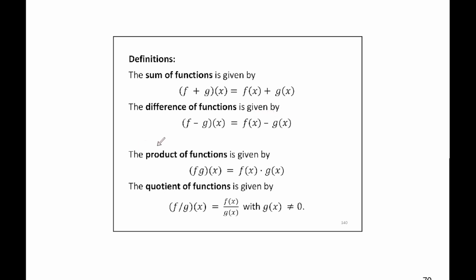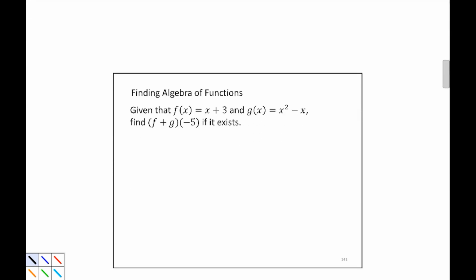Third, the product of functions is given by f times g of x. Most of the time we just use implied multiplication here, but f times g of x equals f of x times g of x. And a quotient of functions, f divided by g of x equals f of x divided by g of x, as long as g of x is not 0. The restriction that the denominator cannot be 0 still holds. It is still valid. Now let's work with one of these.